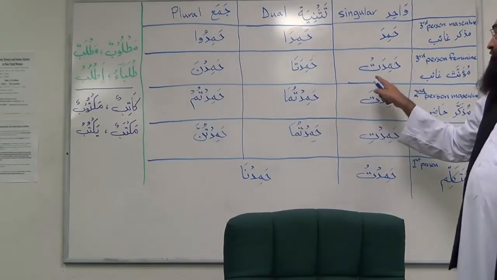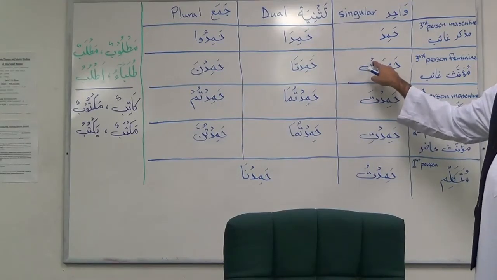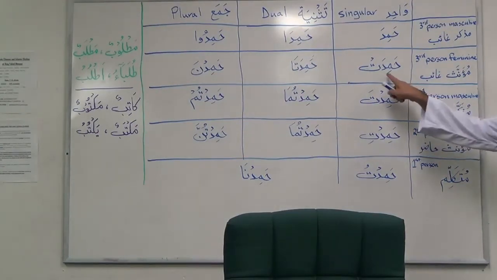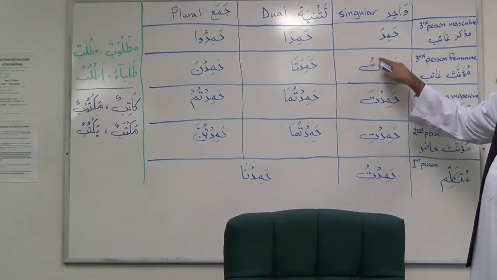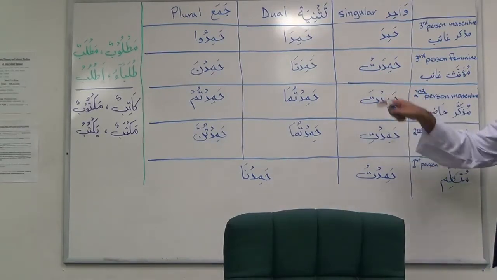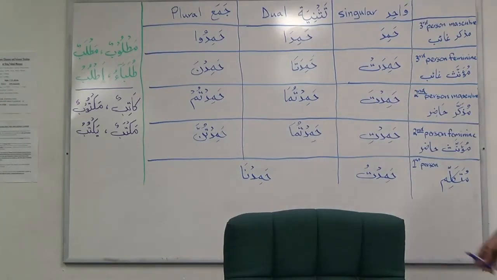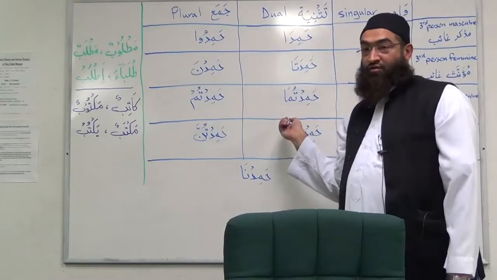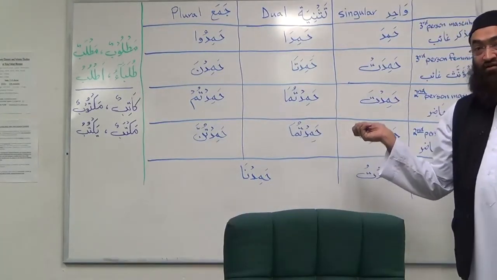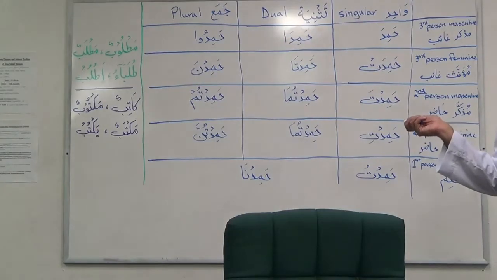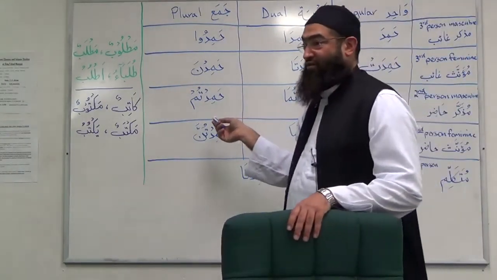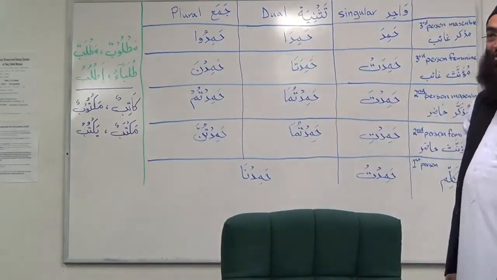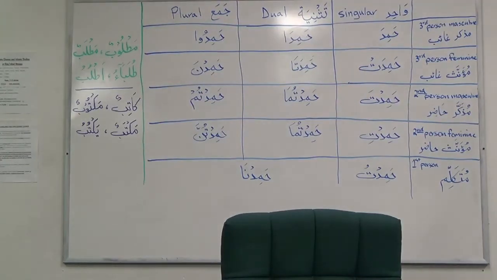That one woman praised Allah: Hamidat. Good. So that one lady praised Allah. Those two ladies praised Allah: Hamidata. You two men praised Allah: Hamidtuma. Good. And all of you men praised Allah: Hamidtum. Good job. So this is from your name, Hamidullah. MashaAllah.